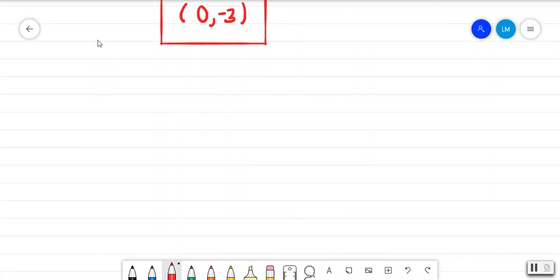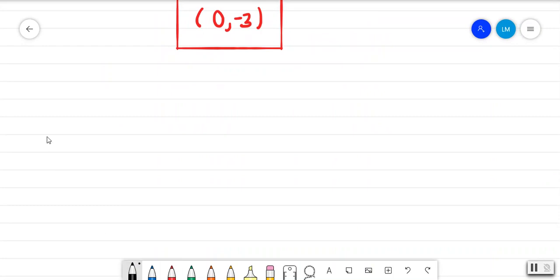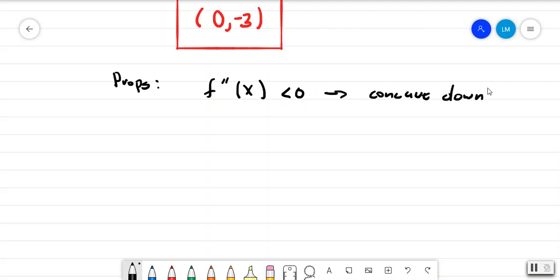Okay, so that one was actually not too bad because it just required finding the point, if it exists or not. Now, one thing that we can say is that so far what we know is that if the second derivative is less than 0, that implies concave down. If the second derivative is greater than 0, that implies that it's concave up.